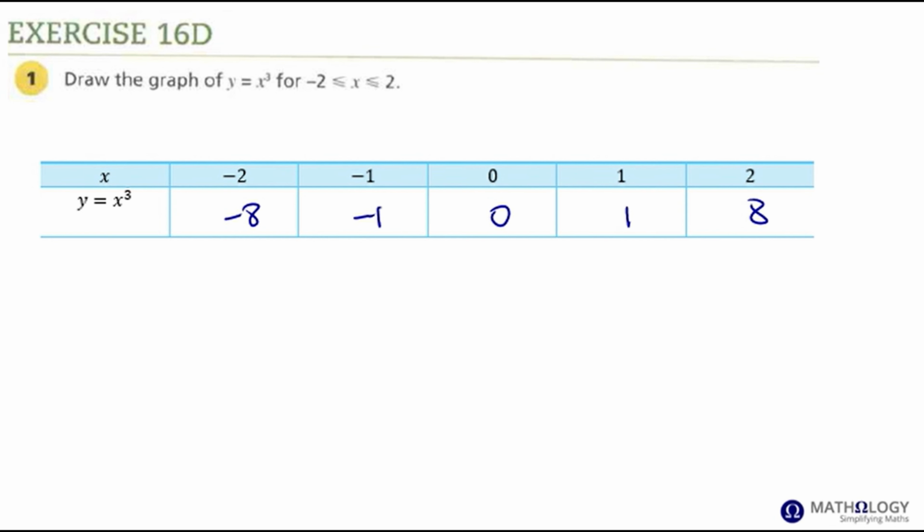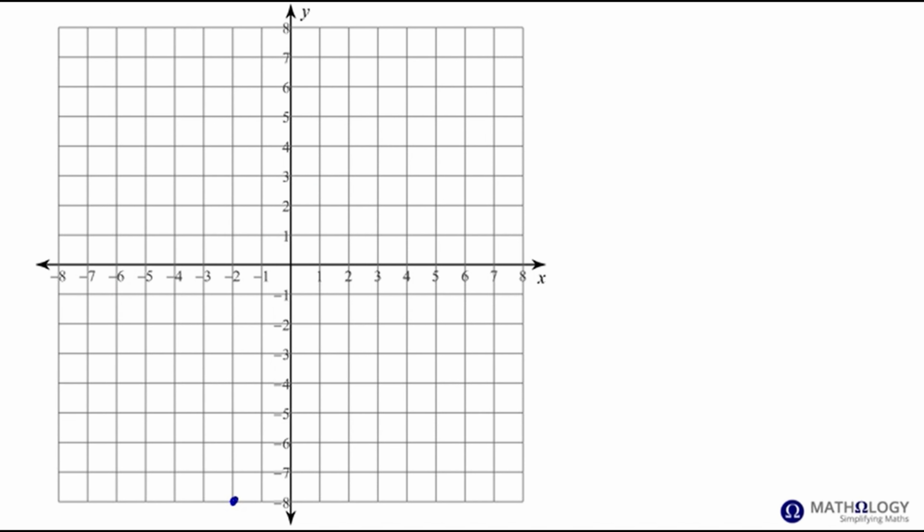We then plot these points and draw a smooth curve through them, which is here. Call that A. Then it was -1, -1 over there. That's B. 0, 0, C. 1, 1, that's D. And then 2, 8 is here. That's E. Now we're just going to draw a smooth curve through these points. So the function looks like something like this.